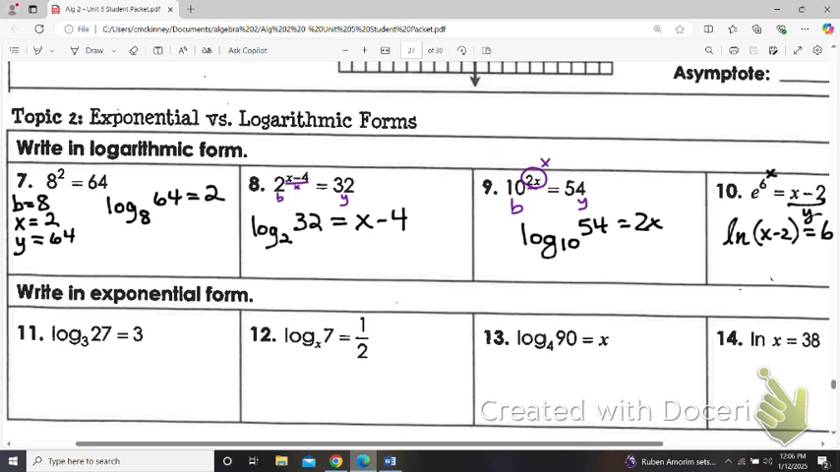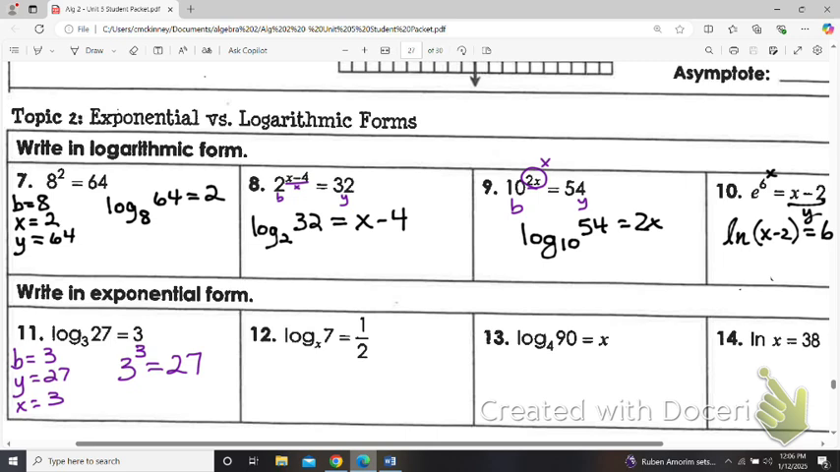All right, down to number 11. Now we're just going in the opposite direction. Again, if you like, you can label B as 3, 27 is y, and the x here is 3. And so here I would be saying that 3 to the third power is 27. In this case, there's two 3s, so if you got those two mixed up, you might be saved. If it's all numbers like that, you should be able to check it and make sure that it makes sense.